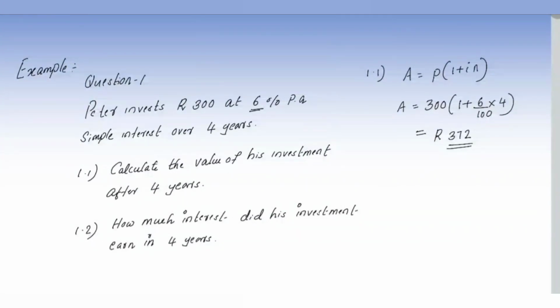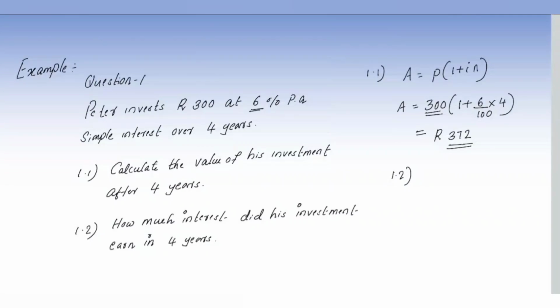So that is the final amount. Peter deposited 300 rand and he got 372 after 4 years. So that is the answer. After 4 years, his investment will become 372. Now we move to the next question, that is 1.2. How much interest did his investment earn in 4 years? The interest. Initially he had 300 rand and now he has 372. So how do you calculate that interest?